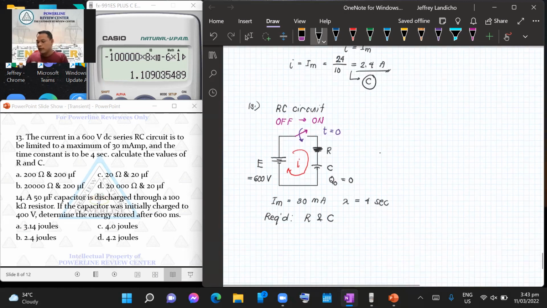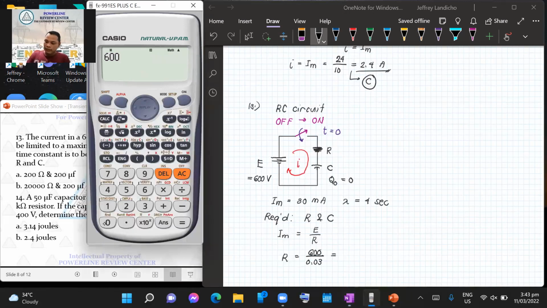So unahin natin, alam na natin that the maximum value of current, it is always E over R. So you may compute now that the resistance, it is just simply 600 over the maximum value of current, 30, so 0.03 na lang. No? So 600 over 0.03, so it should be 20,000 or 20 kilo ohms.